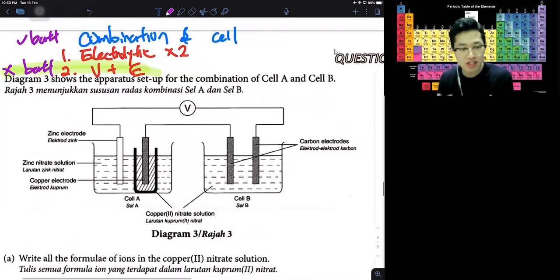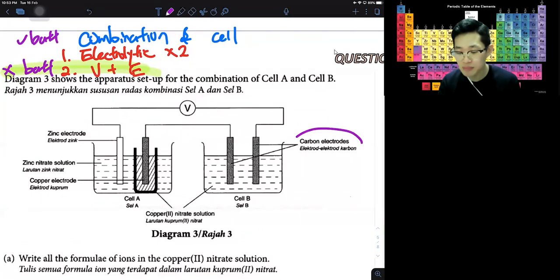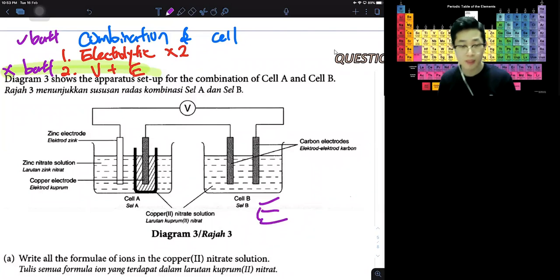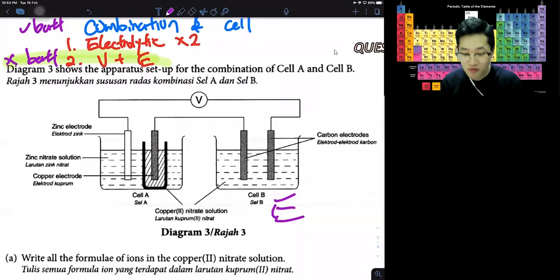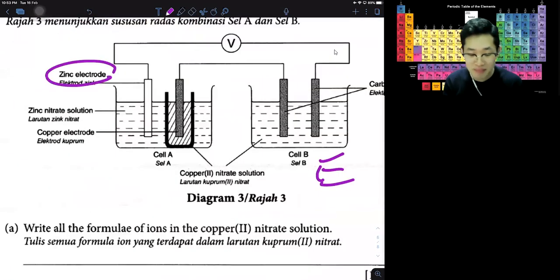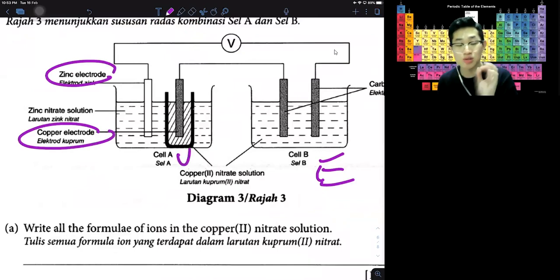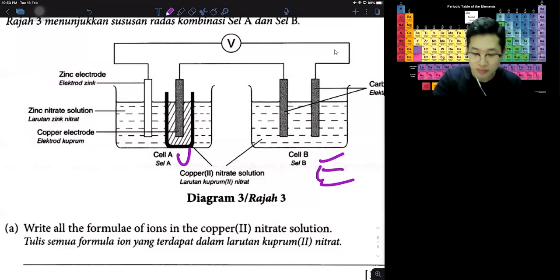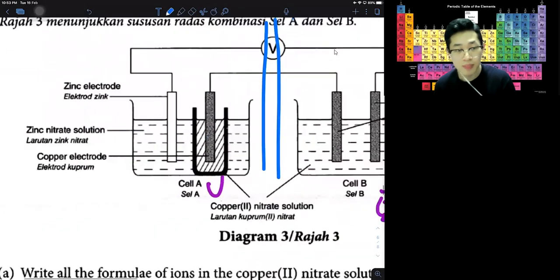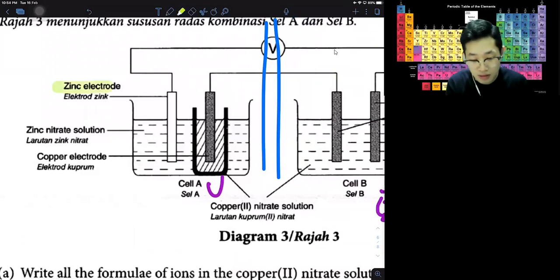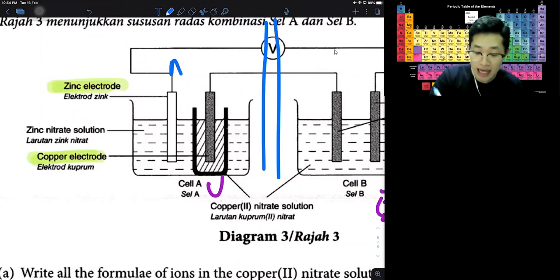So how do I differentiate it? Very easy. Carbon, sure, is for the electrolytic. And then voltaic always uses two different metals as electrodes. So voltaic. Always start to solve your voltaic first. How to solve? You solve one by one. We look at the voltaic. Zinc, copper. More electropositive, anode, cathode.